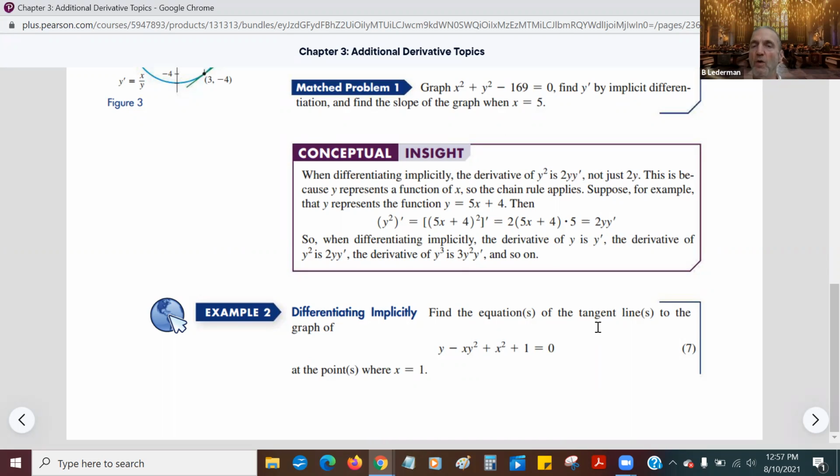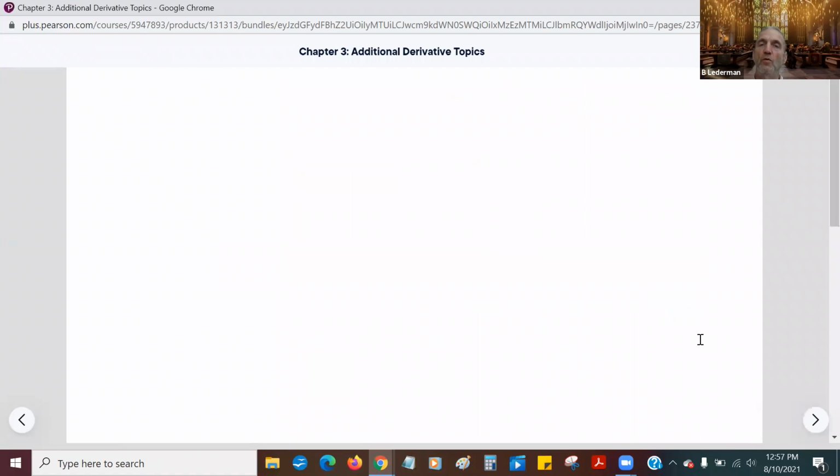So find the equations of the tangent lines to the graph of y minus xy squared plus x squared plus 1 equals 0 at the points where x equals 1. So we're saying there may be more than one. It may just be one tangent, there may be several tangents. I don't know, maybe there's no tangent. So here we go.